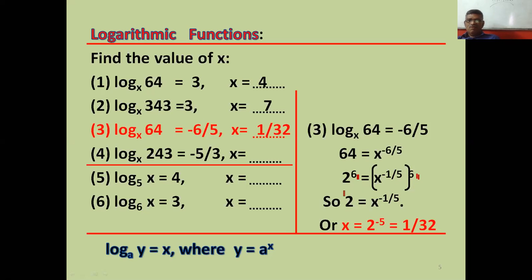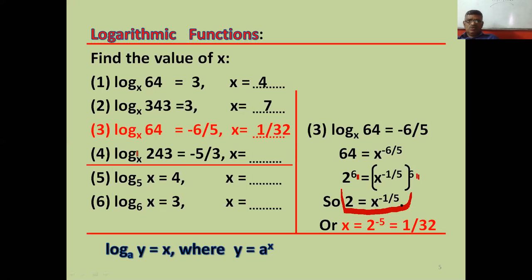Here, how will I get x from here? I raise the power both sides with minus 5. So 2 raised to minus 5 will be x raised to minus 1 by 5 into minus 5. That is x. So x equal to 2 raised to minus 5. That is 1 by 32. 2 raised to minus 5 is 1 by 32.